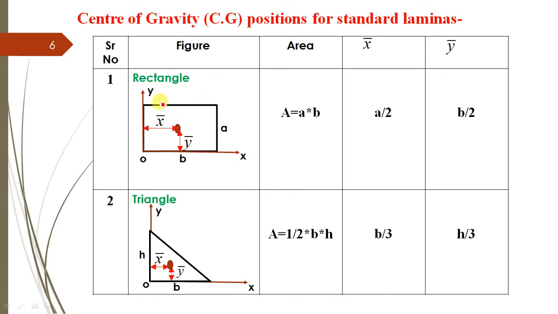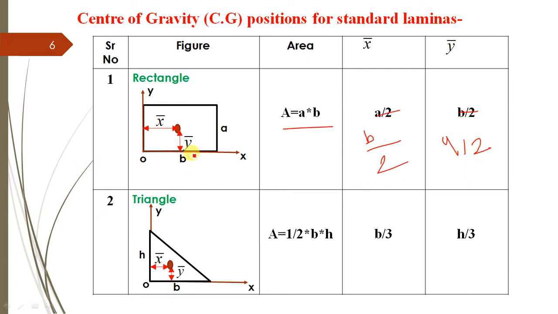So here is a rectangle with side A and width B. Here the area is A into B. X bar is the distance of the centroid from the y-axis. Here, making the correction, X bar is B by 2, and Y bar is A by 2.